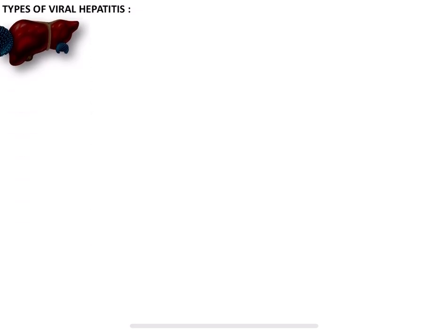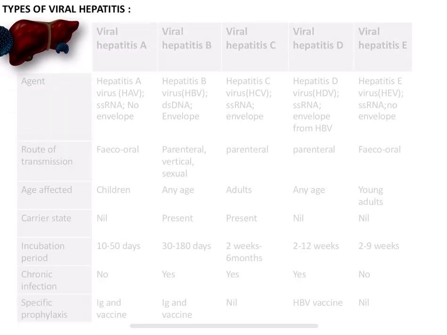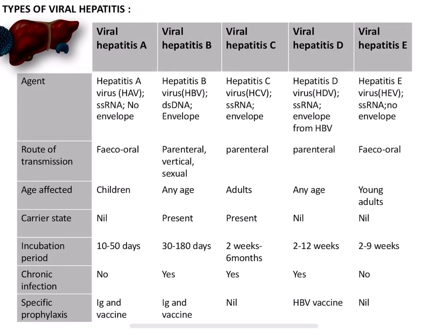Moving further to the types of viral hepatitis. We have hepatitis A, B, C, D and E as discussed earlier. Let us quickly go through this chart, and before going into detail about each of these viral hepatitis, we will keep revising this chart so that we are very familiar with the differences between each of them, because all of these are unrelated to each other and there is a difference present.